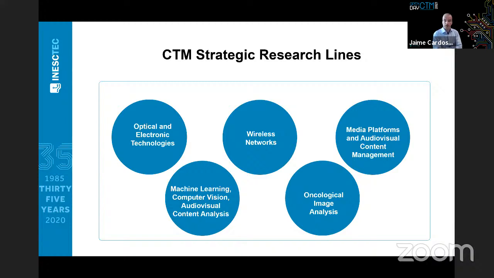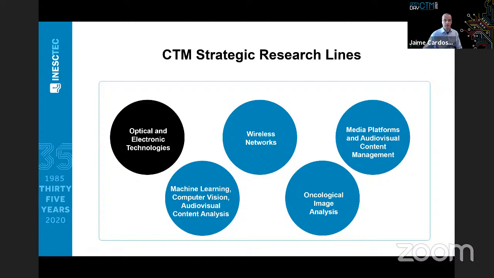We are organized in 5 different research lines that tackle specific aspects of this vision and mission. And I will just highlight 4 of these 5 because they are more strongly aligned with edge intelligence and 6G. On the hardware aspects, I'm now trying to speed up a bit.